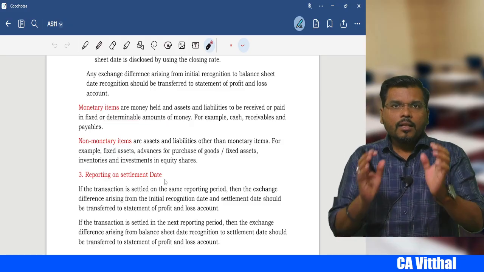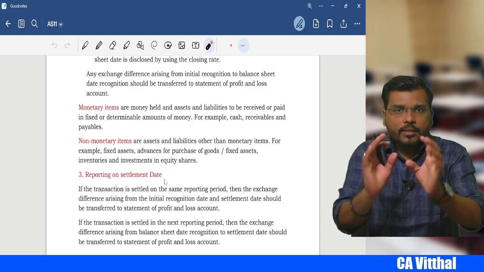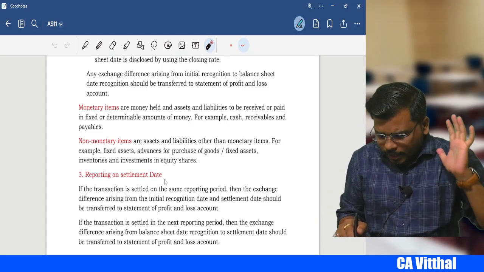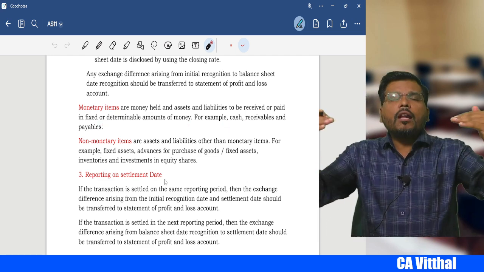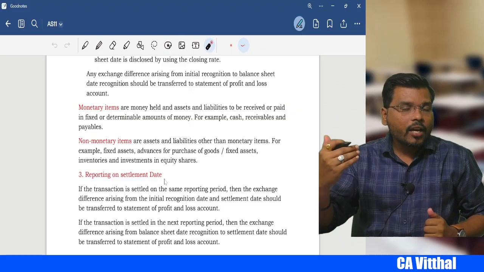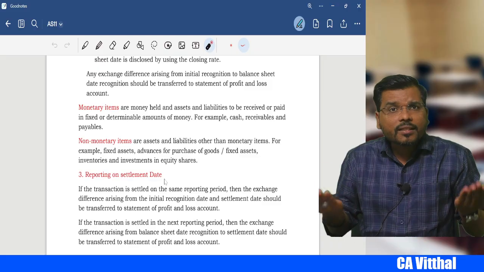That means monetary items are those items of asset or liability which are receivable or payable in a fixed or determinable amount of money. For example, my dear student, cash. Just visualize the balance sheet format. In the balance sheet, under assets, we have cash. So is cash monetary or non-monetary, sir? Monetary, because it is fixed.